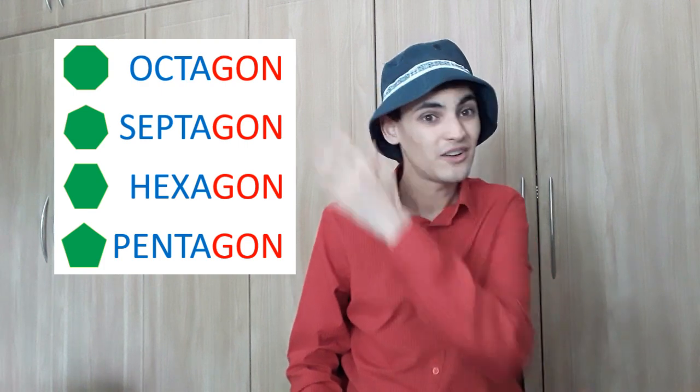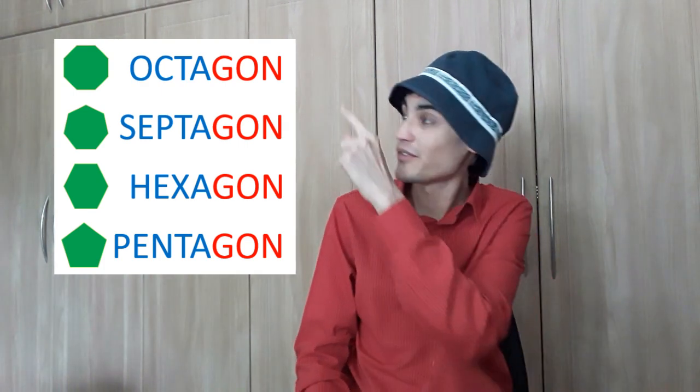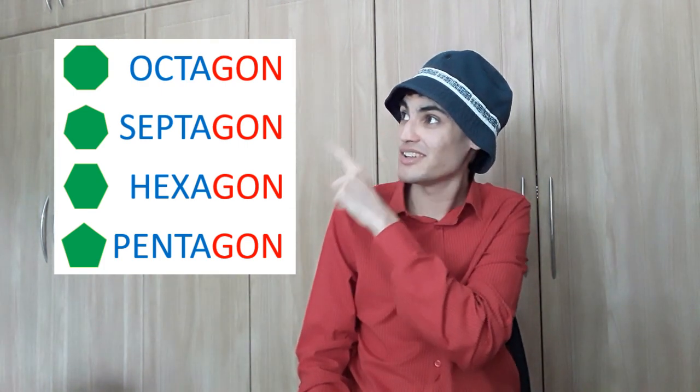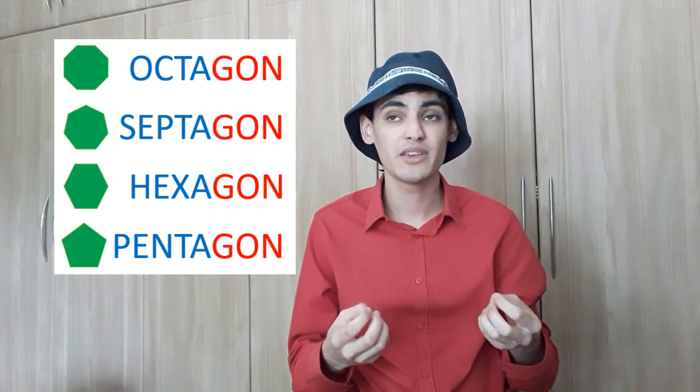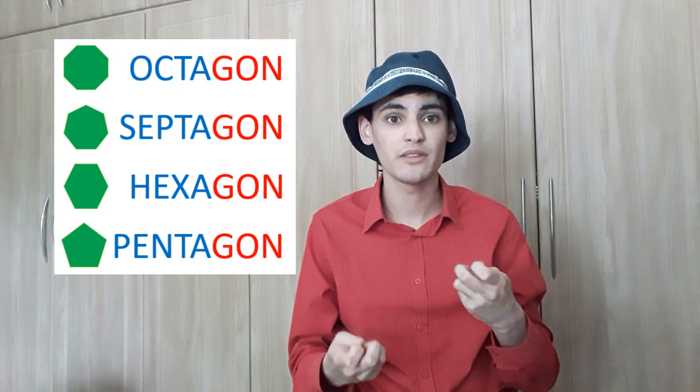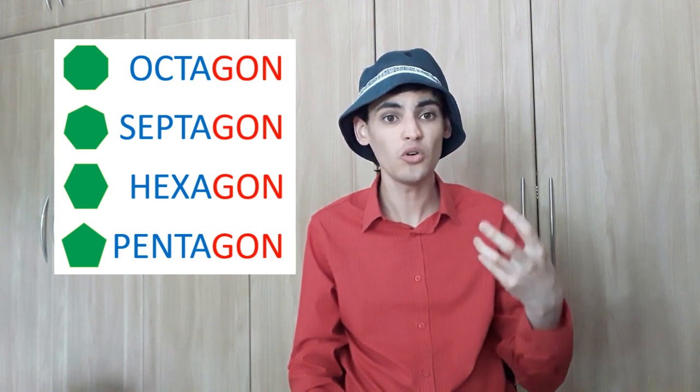I want to talk about the etymology of shape names, specifically 2D shapes. Now I've got a list here. We've got the octagon, the septagon, the hexagon and pentagon. And the first pattern I notice is that they all end in gon. That's no surprise, because it comes from the ancient Greek gonus, which means corner.